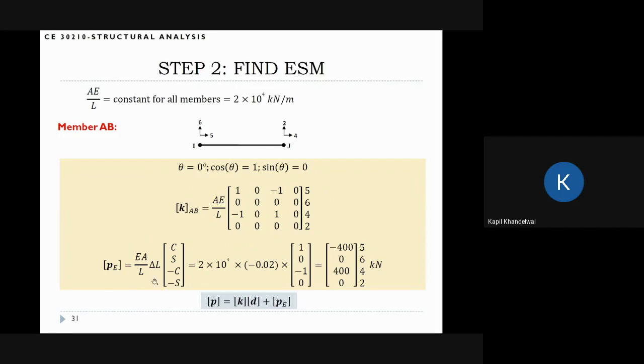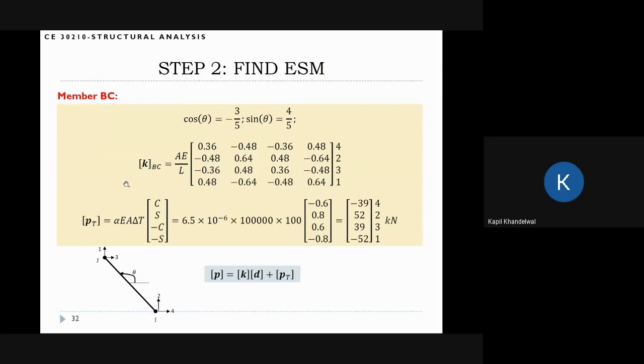Finally, we have to assemble for this member the fabrication error. This is the calculation for the fabrication error. Just make sure that delta L is negative here, because this member was too short. We did the calculation again using the C and S that we have calculated here. And these are the numbers we get. The labeled degrees of freedom remain the same, following the same order: 5, 6, 4, 2. So you can think that this is the equilibrium for this element. P is equal to KD plus PE. This is the equilibrium of a single element. Of course, we don't know D, so we want to find the displacements for these elements.